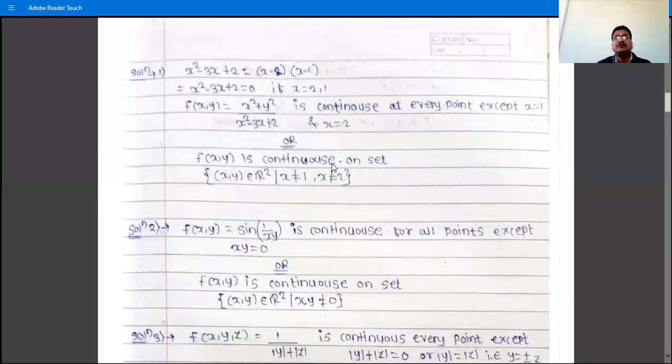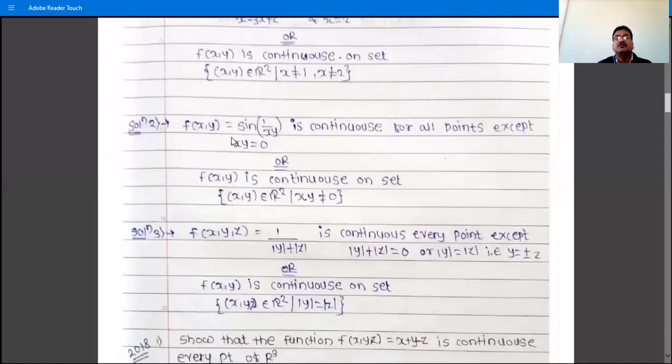Or we can write f(x, y) is continuous on the set (x, y) belonging to R squared, such that x is not equal to 1 and x is not equal to 2. So again, the function f = sin(1/(xy)) is continuous for all points except where xy is 0. Except when xy is 0, at that point the function is not continuous. So f(x, y) is continuous on the set (x, y) belonging to R squared, such that xy is not equal to 0.